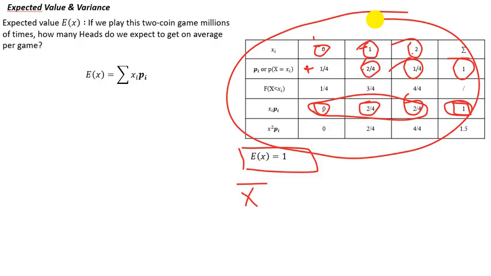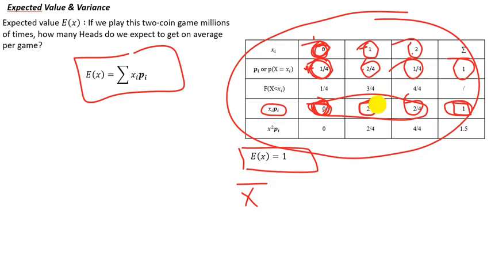So here is the formula for the expected value. E of X is the sum of all x_i times p_i. p_i is the probability, x_i is its value. So we multiply these, we get x_i p_i for each value, and in the end we take the sum. This sum is our expected value.